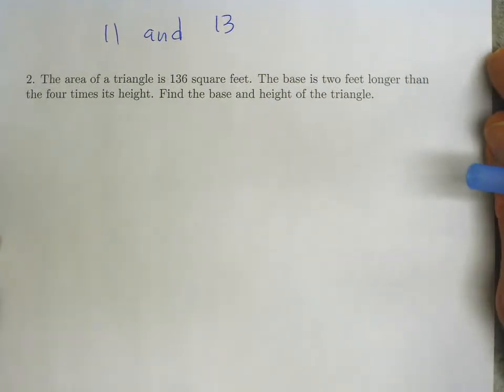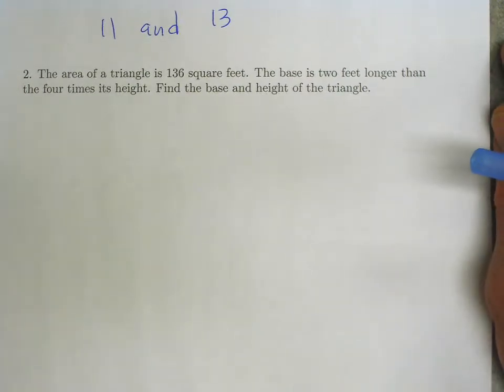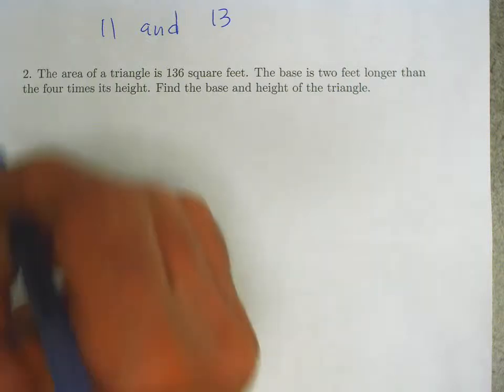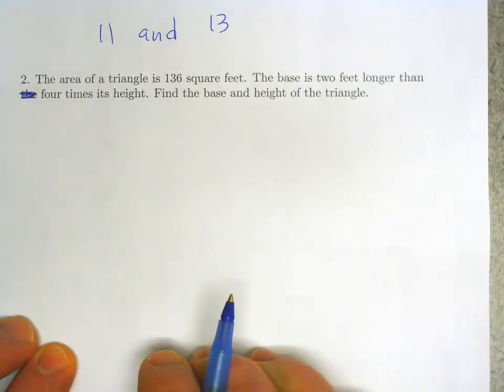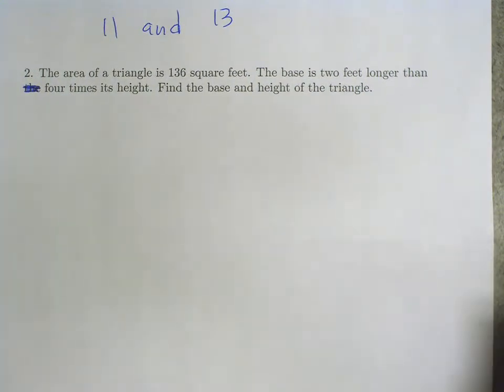The area of a triangle is 136 square feet. The base is 2 feet longer than 4 times its height. Find the base and height of the triangle.